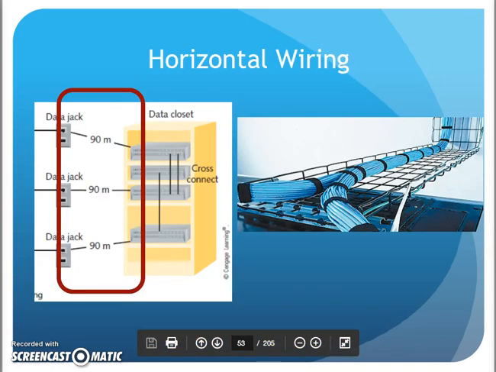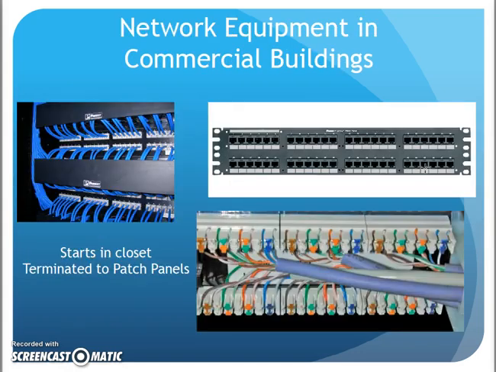Well, my horizontal cabling, they showed you a picture in the book here, that gives me the 90 meters that I can go from my outlet to the patch panel. And that horizontal cabling is typically going to look like this. Bundles of copper cable that are bundled together, supported in data trays going down the hallway, typically above the ceiling. And that cabling, okay, it's going to start in the data closet, terminated to a patch panel.